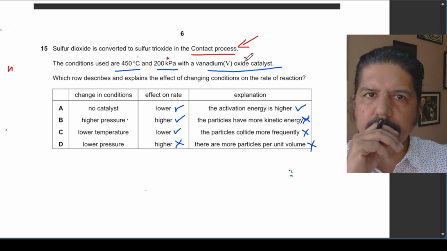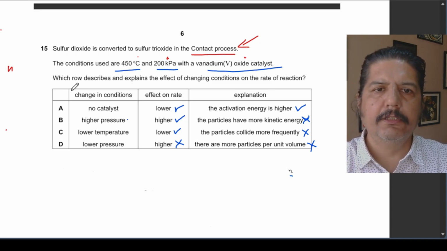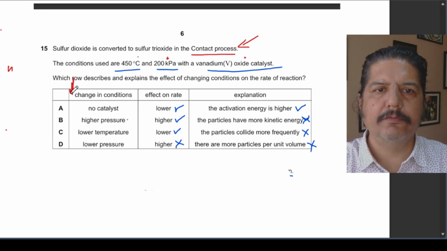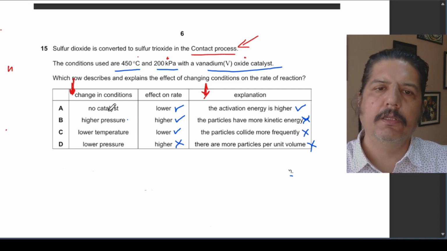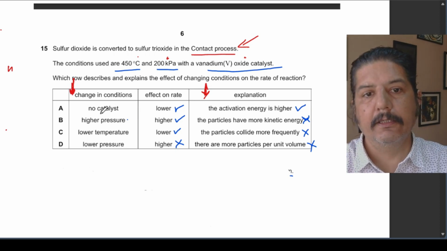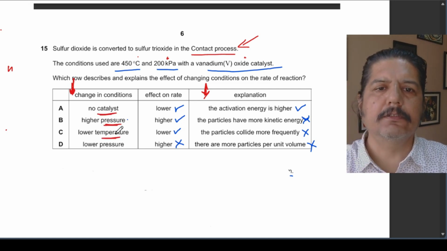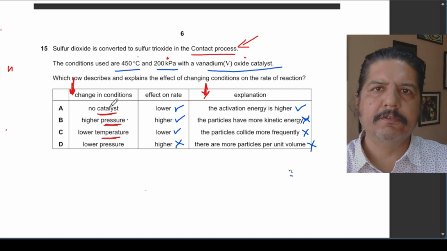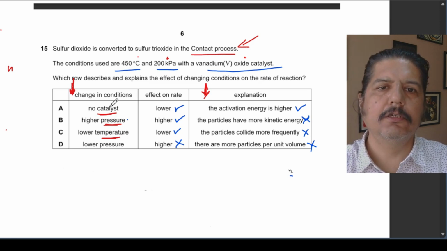For this particular reaction, which row describes and explains the effect of changing condition on the rate of reaction? So in this column, you'll have the change of condition, and in this column, there will be the explanation. And as I've told you before, we'll be going through this in detail. They have discussed all the factors that we require: catalyst, pressure, and temperature. They haven't discussed concentration. So the first thing that I'll do is quickly take you through the effect of catalyst, pressure, and temperature on the rate of reaction, and then we'll look at this.